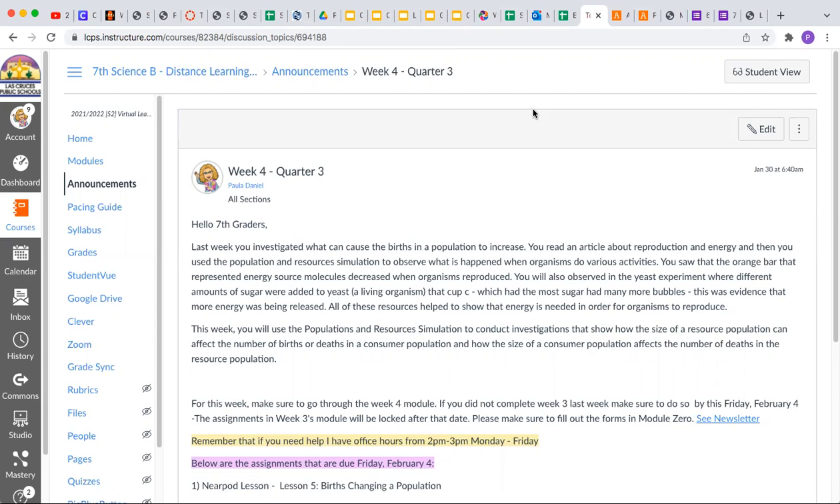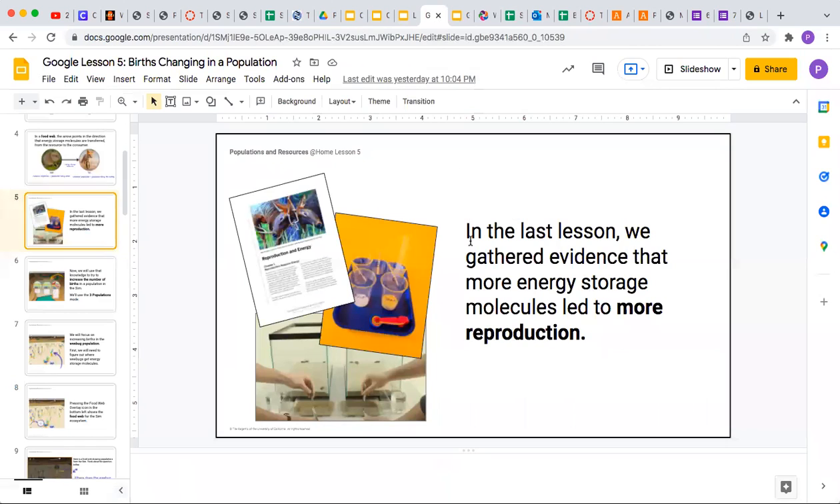And we noticed in the sim that when the little wee bugs were reproducing, the little energy bar decreased. And so we know that it takes a lot of energy for reproduction to occur. And we also collected evidence about that by different investigations, such as the yeast investigation, where you put different amounts of sugar in the cups and then the same amount of yeast.